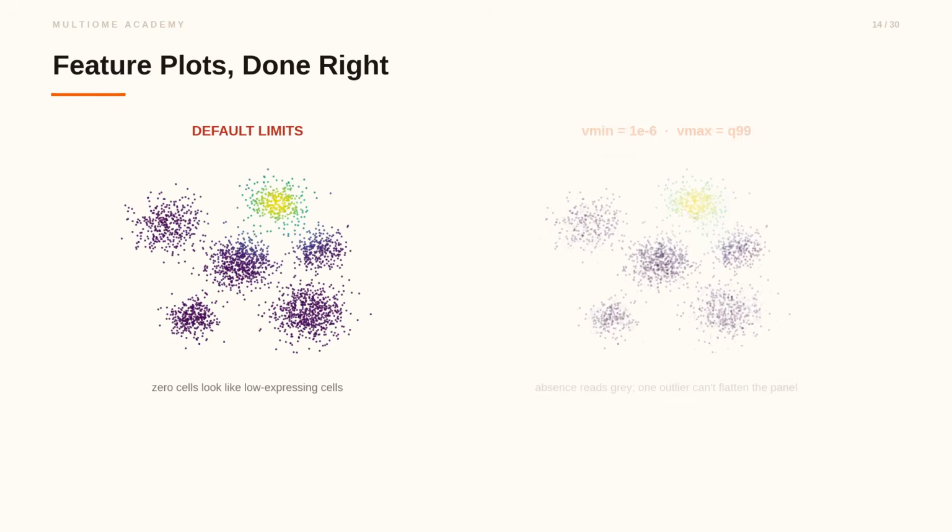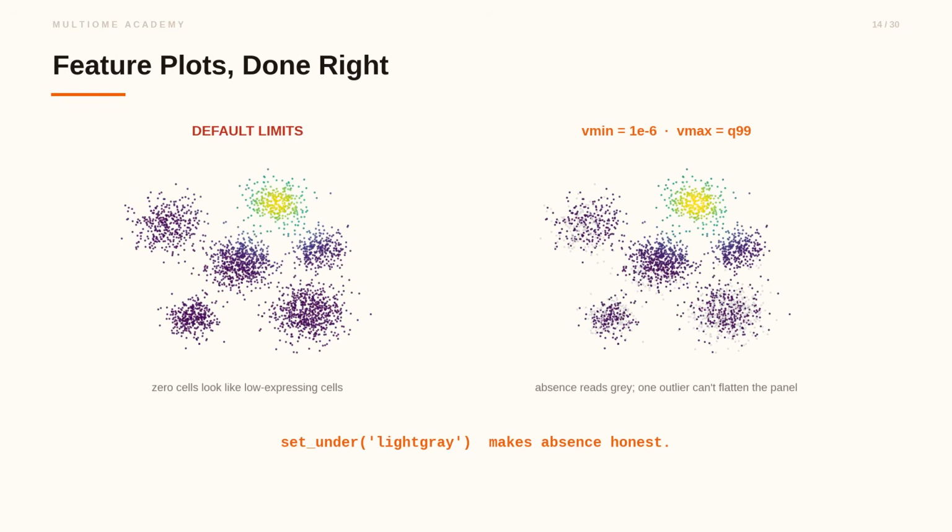For expression projected onto an embedding, 2 settings do most of the work. Set the lower limit just above 0 and color everything below it light gray, so absence reads as absence. Then cap the upper limit at the 99th percentile, so a single extreme cell cannot flatten the panel.